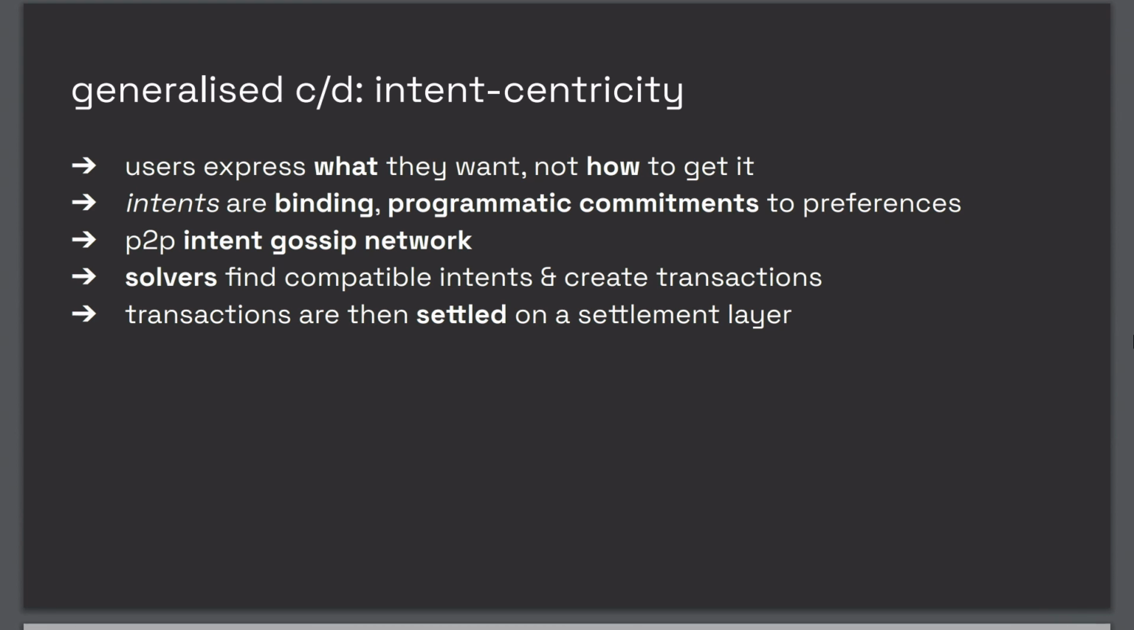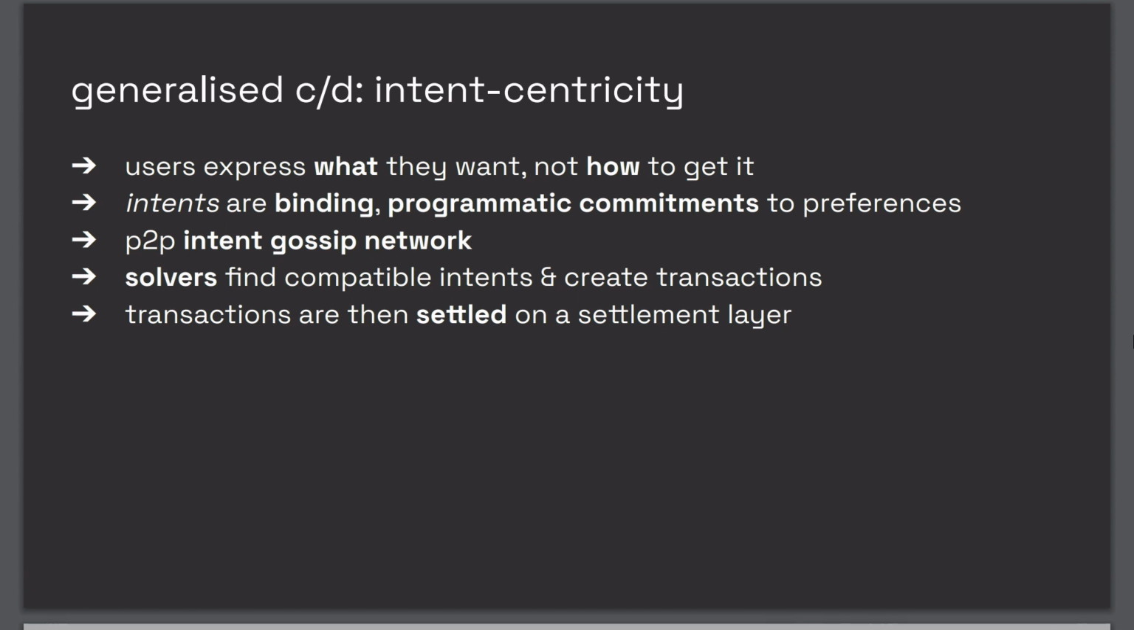So in Anoma, and just to motivate the problem of Taiga, we've developed a form of generalized counterparty discovery, which is based on a concept called an intent. An intent is a digital, programmatic expression of preferences, which sounds kind of abstract, but it's just some data. That data might contain signatures, it might contain proofs, it might contain some clear text, it might contain some encrypted stuff, and it's sent around a peer-to-peer intent gossip network. Then there's a role, not a specific named entity, but a role we call a solver. And solvers are responsible for finding compatible intents and creating transactions.